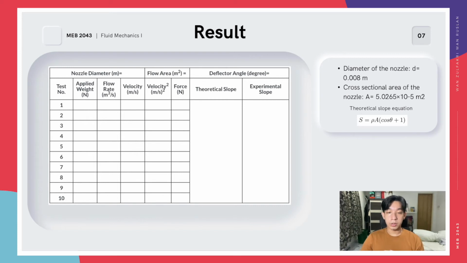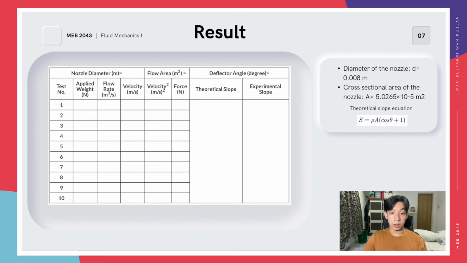With the nozzle diameter, we can calculate the applied weight. We need to jot down the applied weight, the flow rate and the velocity. As for the flow area, we need to jot down the velocity squared and the force. Then we need to find the deflector angle and its slope, which are the theoretical slope and the experimental slope. For the theoretical slope, we can use the equation slope equals rho times area times cos theta plus 1.